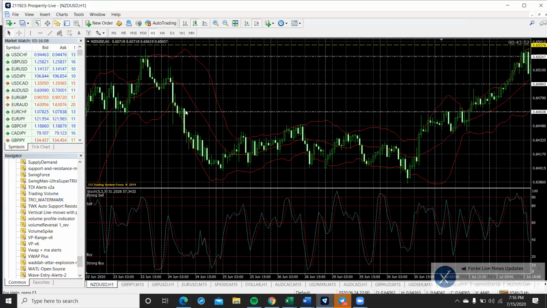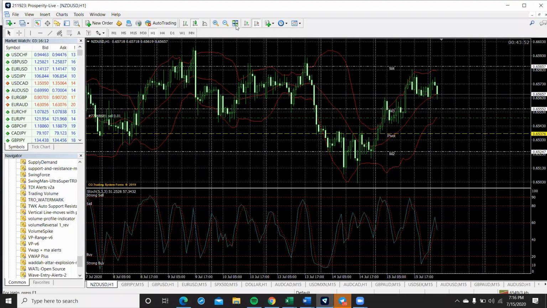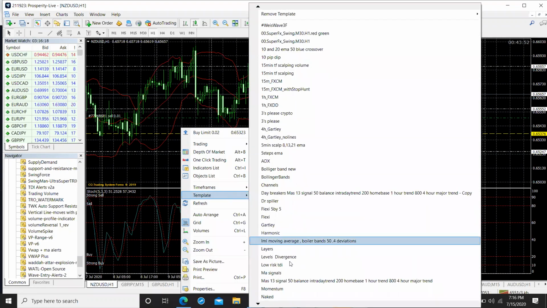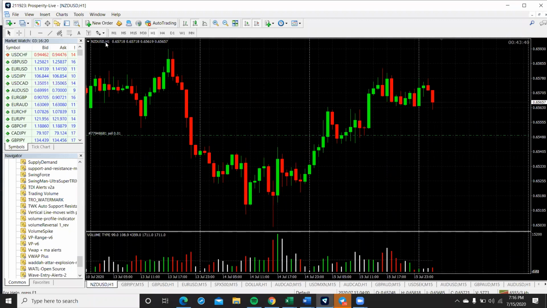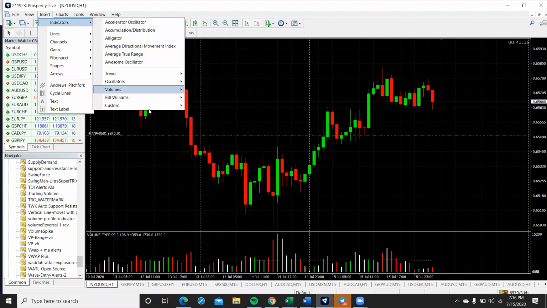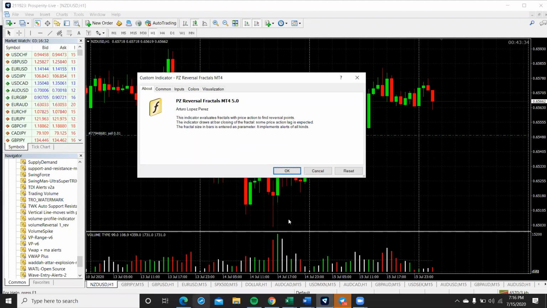So we're just going to add this overlay onto the Bollinger Band. Generally, let's start with a clean chart. And then we're going to add the pivots.